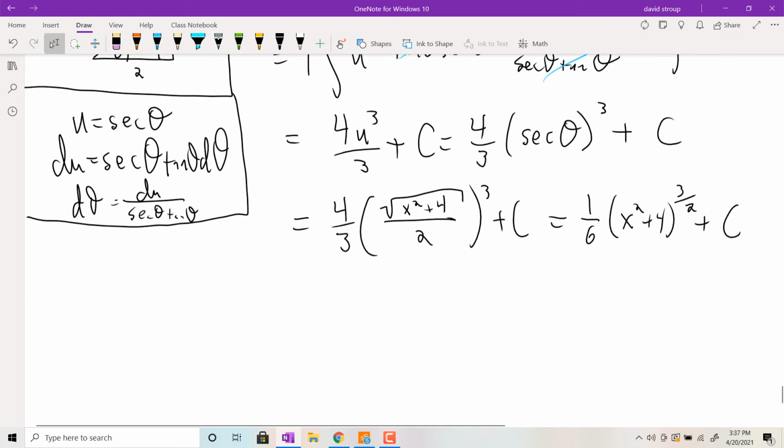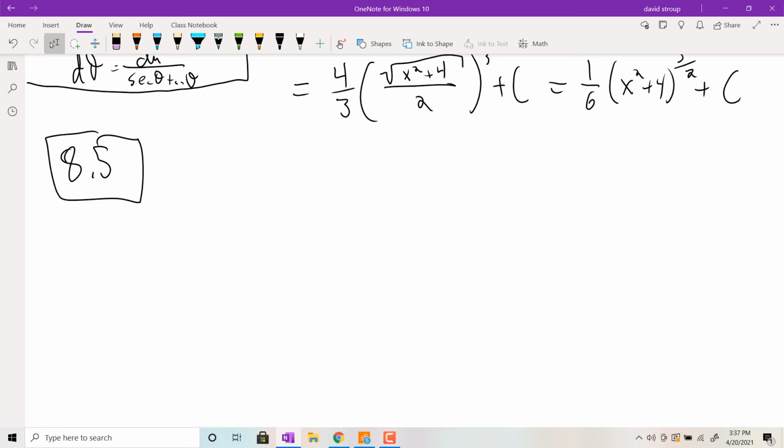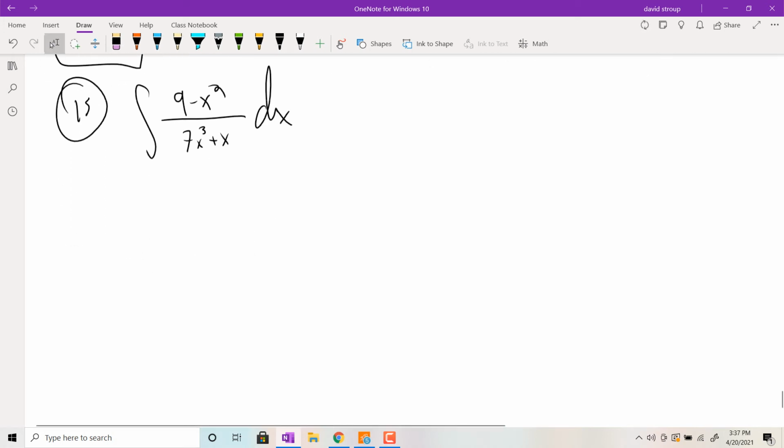Okay, so trig integrals. 8.5, partial fraction decomposition. So there were 4 types. There's the linear, linear repeated, irreducible quadratic, and irreducible quadratic repeated. Okay, let's get 15. You have the integral of 9 minus x squared all over 7x cubed plus x dx. Okay, so first I want to do the partial fractions on this guy.